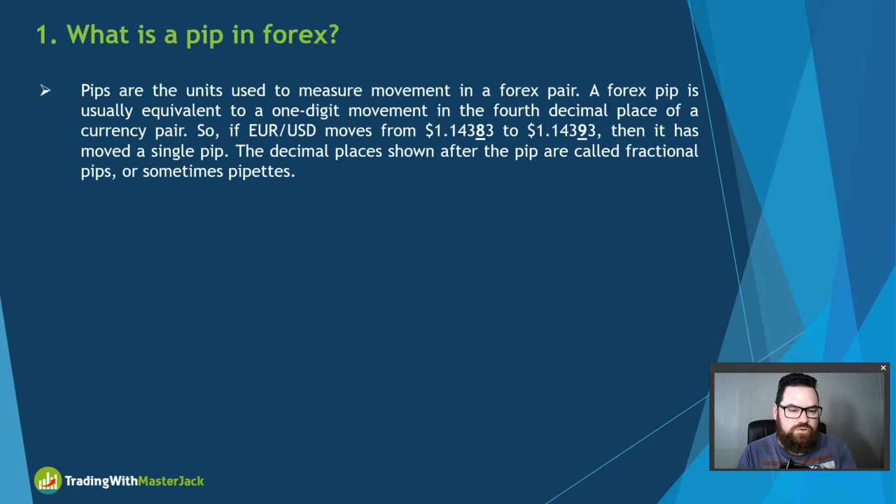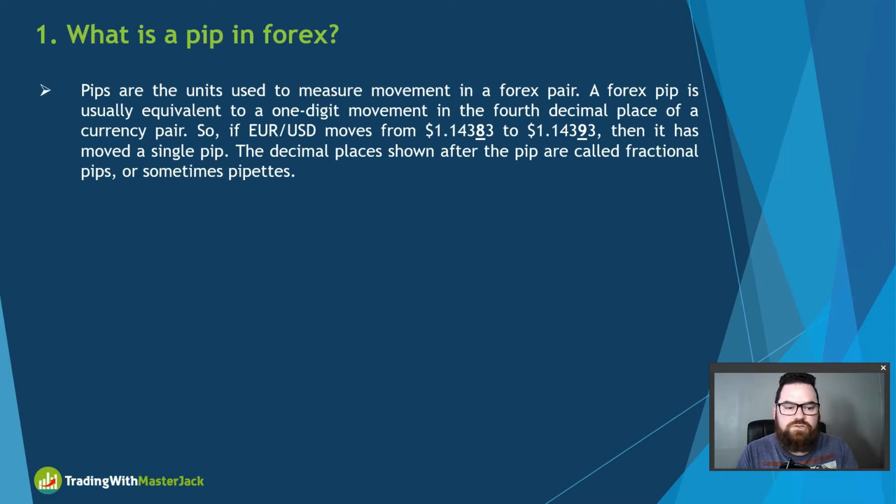Pips are the units used to measure movement in a Forex pair. A Forex pip is usually equivalent to a one-digit movement in the fourth decimal place of a currency pair. So if the Euro USD moves from 1.14383 to 1.14393, then it has moved a single pip.